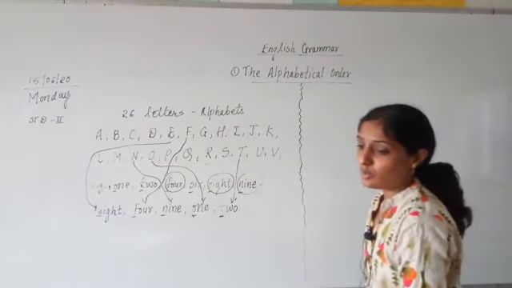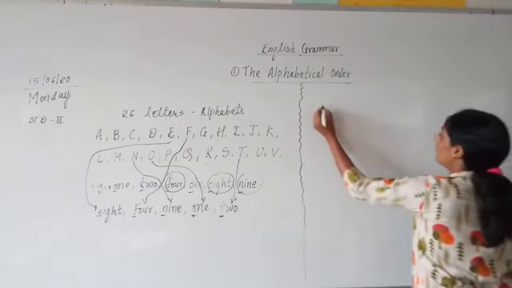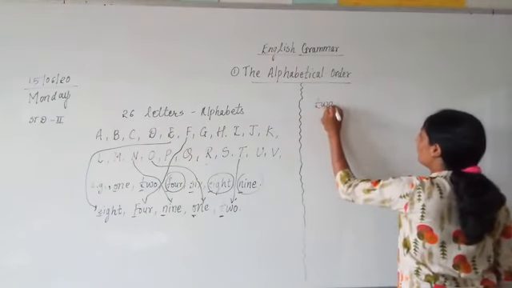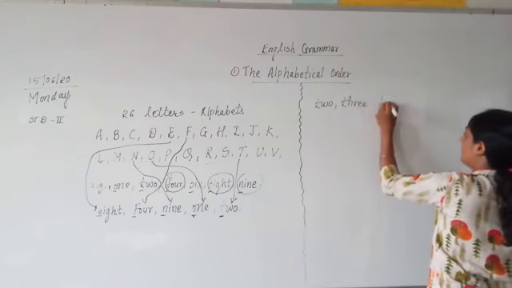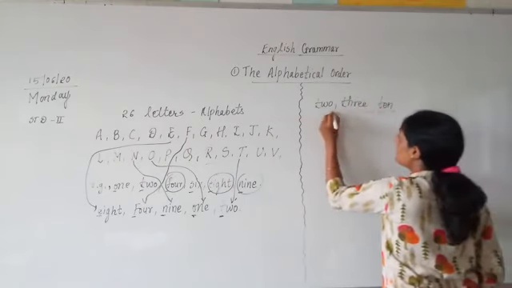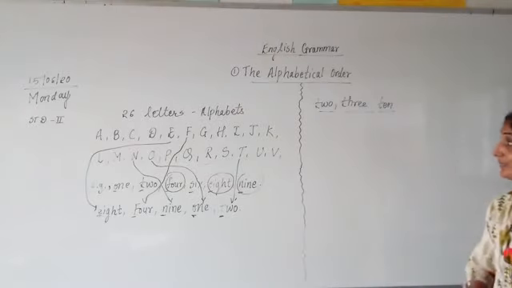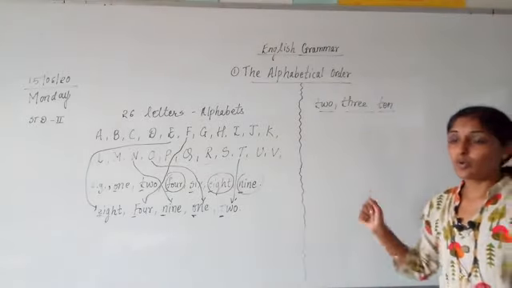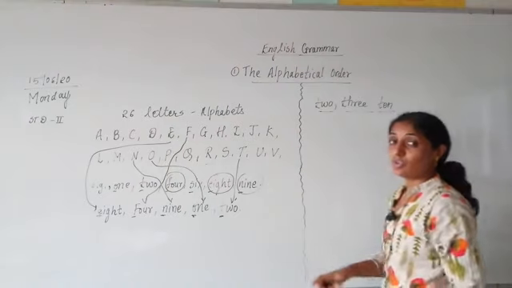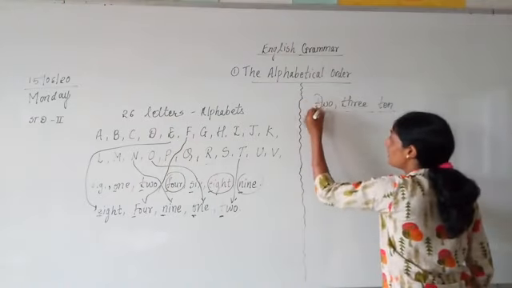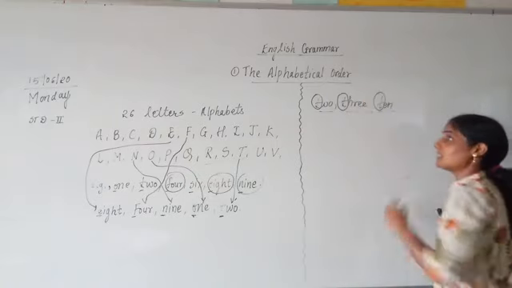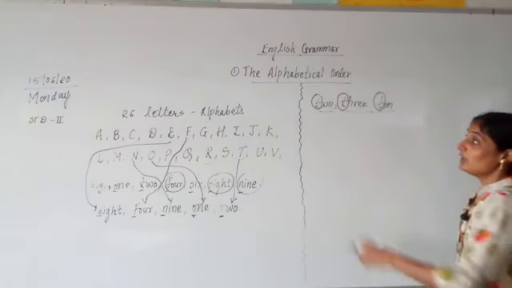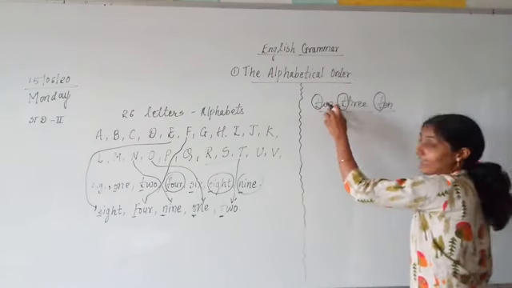Next example is of 2, 3 and 10. Now see what trick is there in this. You will say, ma'am, you told us we have to see only the first letter. Now here our first letter is T, here also T, here also T. Then what to do? Then we will see the second letter.